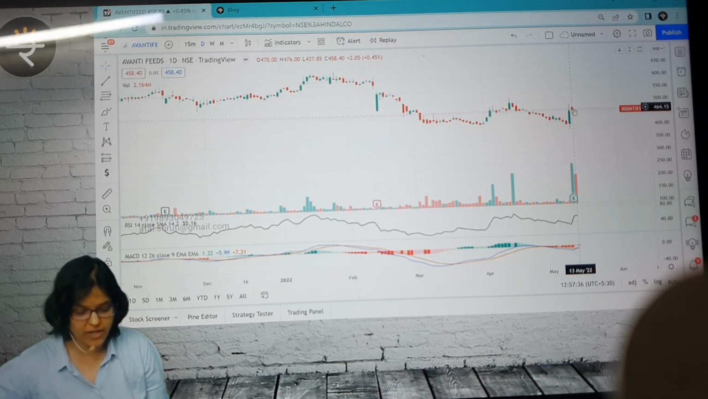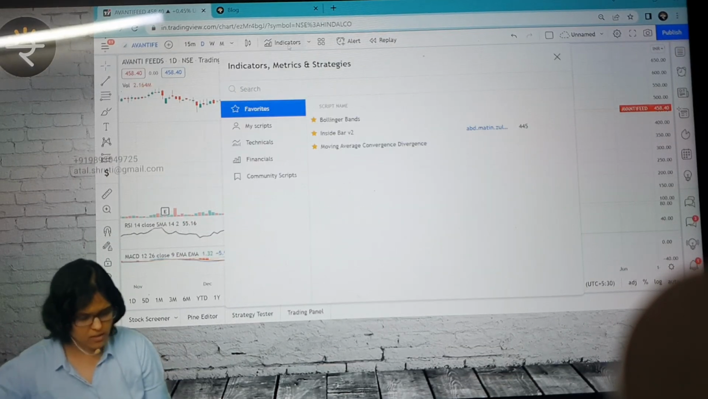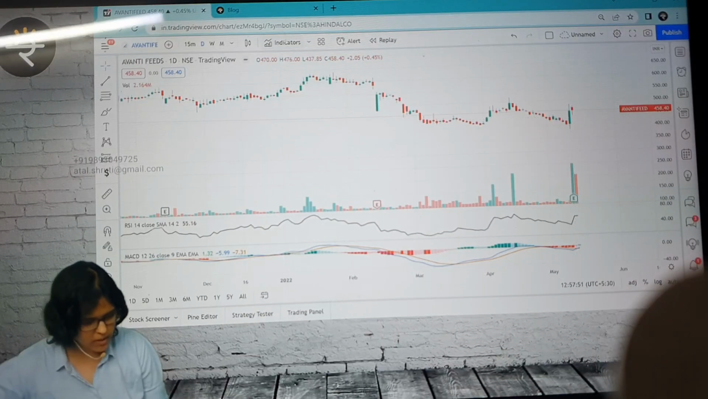Okay, so what do we need again? We need that this breakout doesn't fail. Now if I want another confirmation, I can also check. So let's see the volume. Volume is also good, right? This volume is also good. Okay, I also just want to check the pivot ones.